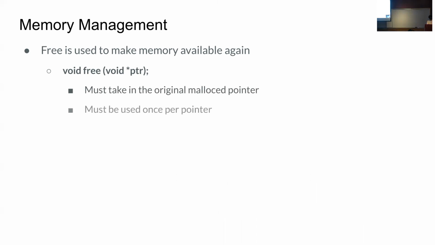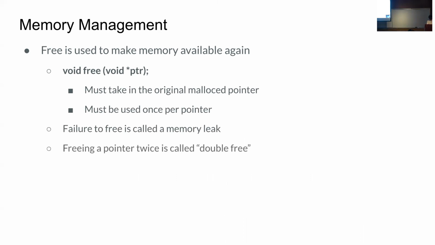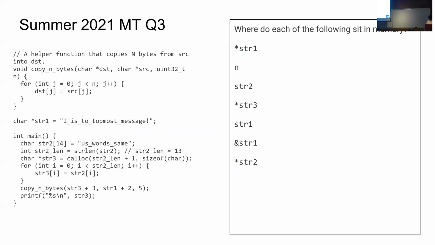Okay, and then another important function is free, right? So free is used to make memory available again. So it takes in a malloc, calloc, or realloc pointer. It must be used once per pointer, right? And if you don't free, it's called a memory leak. And if you free a pointer twice, it's a double free. So each pointer that you have, free it exactly once. And if you access freed memory, it's possible because the system doesn't make any guarantees. You didn't ask for the space. It'll possibly have undefined behavior.